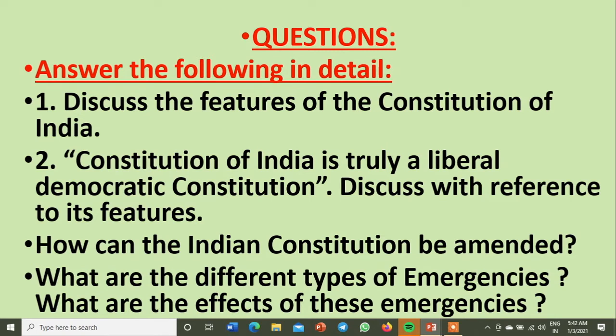The long, detailed questions are: discuss the features of the Constitution of India. Second, the Constitution of India is truly a liberal democratic constitution. Discuss with reference to its features. Next is how can the Indian Constitution be amended? And the next is what are the different types of emergencies? What are the effects of these emergencies?